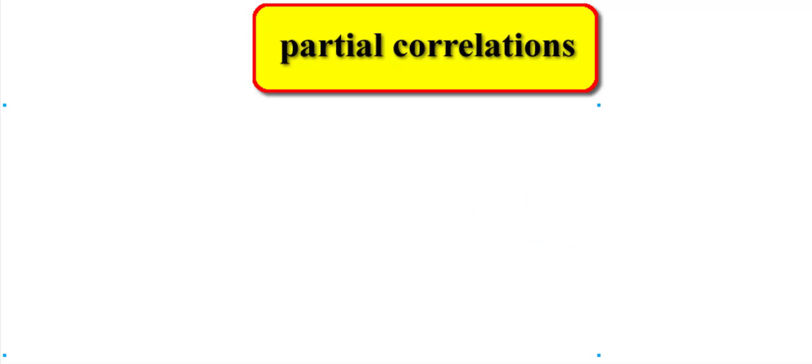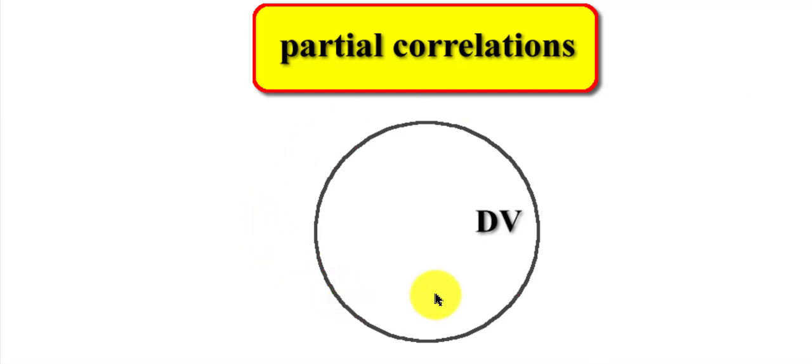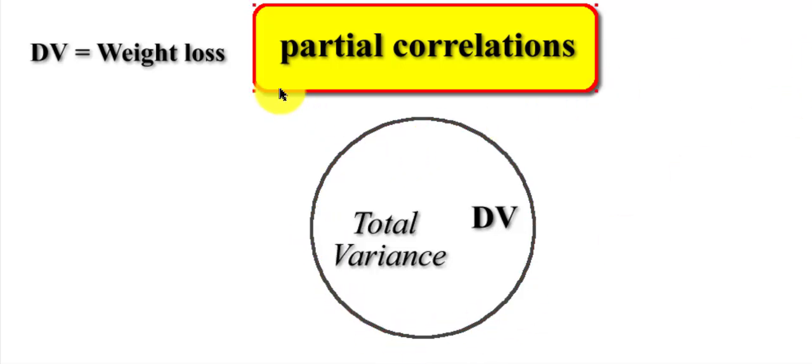Okay, so let's take a variable. That's going to be our Y variable, and let's say it is weight loss. So we have a variable called weight loss, and I want you to imagine that this circle is the total variance in weight loss.